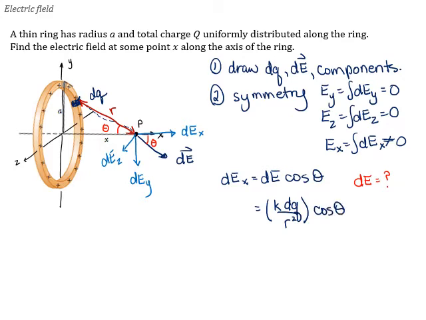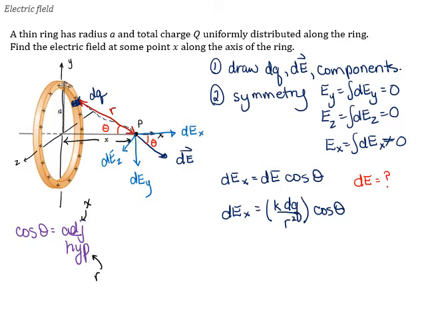Okay, now what can I do about this? dEx equals all this stuff. Can I say anything about cosine theta? Let's come over onto the side. We might remember from high school geometry, hopefully we remember, that cosine theta is adjacent over hypotenuse. And if we look at this triangle, do we know what the adjacent and the hypotenuse are? Well, the adjacent is the distance x in the x direction, because we said we were finding the electric field at some distance x. So the adjacent is x, and our hypotenuse is r.